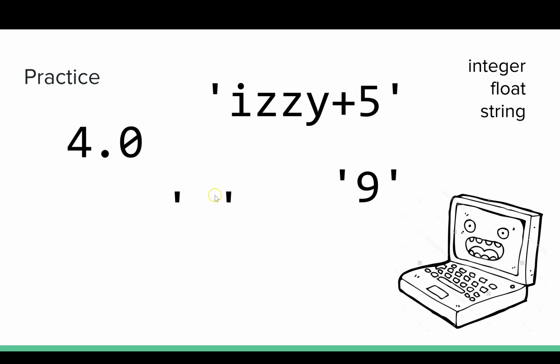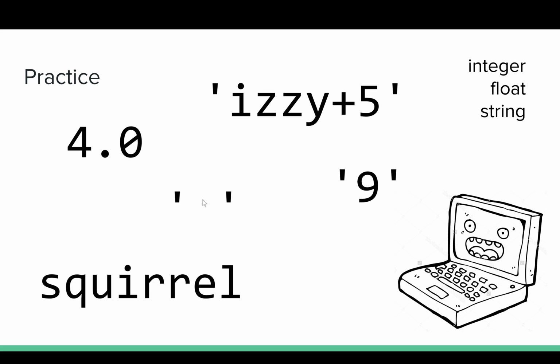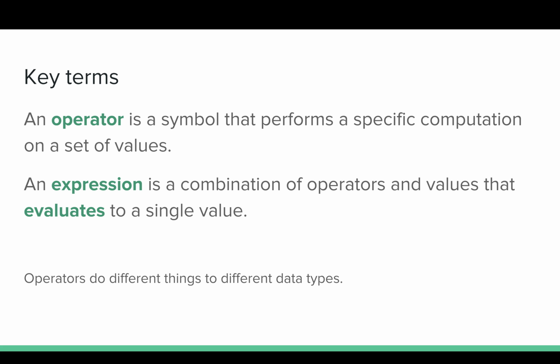What about here? We have two single quotes and a space in between. Space is also a character, so it is also a string. What about this last one, squirrel? There is no single quote, so it will give us an error. It is not a string. We haven't covered variables yet. It could be some function or variable, but it's not a value, so it will give an error.